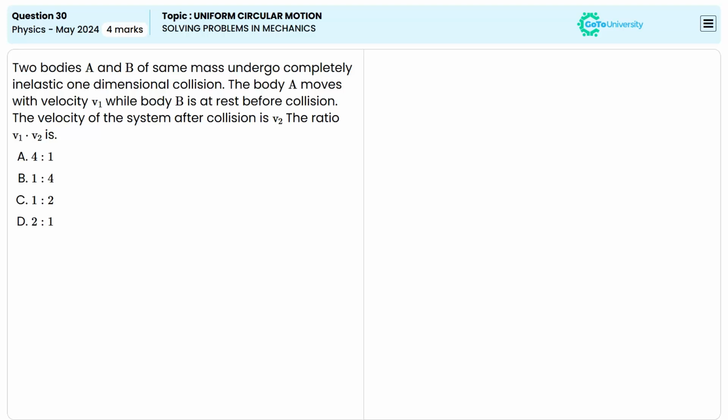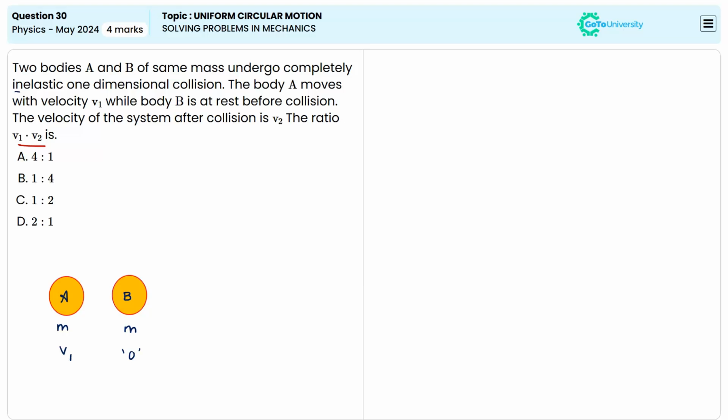What is the value of the ratio v1 to v2? It's given in the question. There are two bodies A and B which have the same mass value, so here we can take the mass as m. The body A moves with a velocity of v1, whereas the body B is at rest before collision.